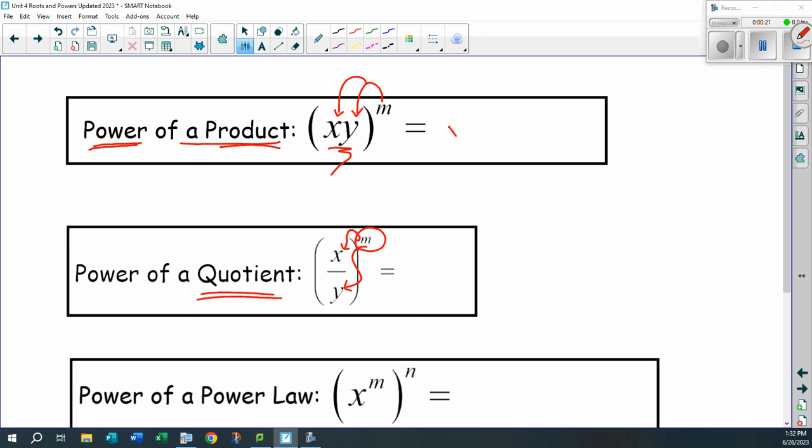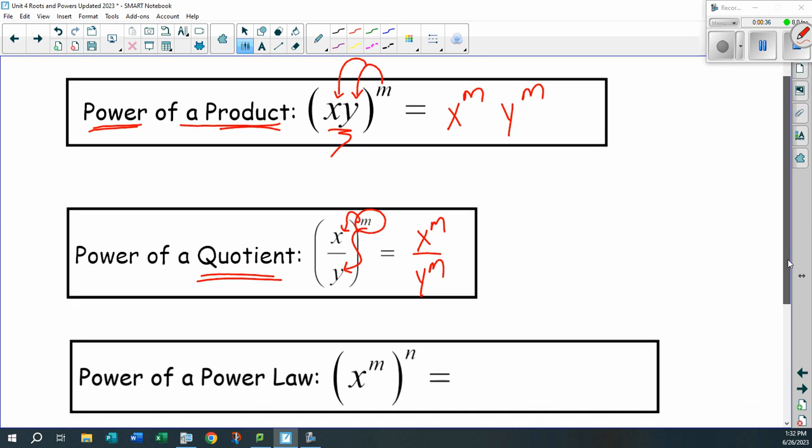So watch this. This becomes x to the m. This becomes y to the m. Just distribute the m to each one of those. Oh, same goes with this one. Distribute the m upstairs, distribute the m downstairs. That's just way too easy to do.